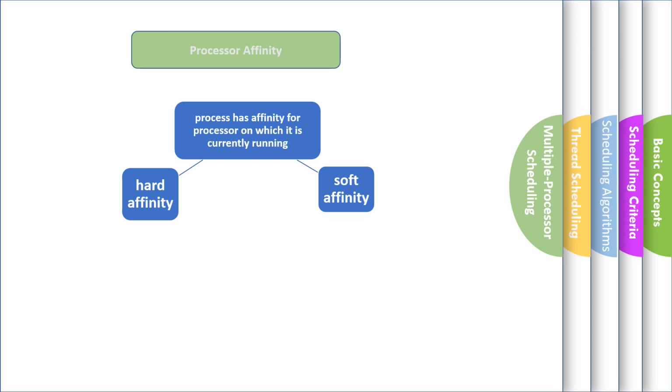Hard affinity means that if a process has been processed by processor 1, then it will obviously try to go to CPU 1 only, not to CPU 2. It will wait for CPU 1 only to execute its process.